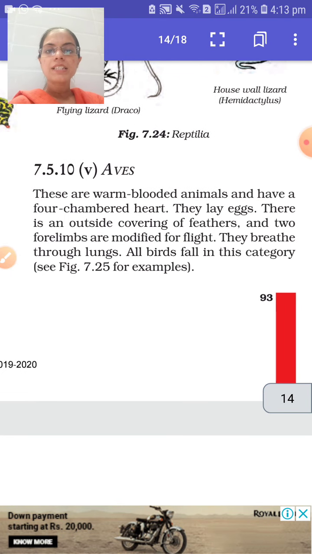The next topic is aves. Aves means birds. These are warm-blooded animals and have a 4-chambered heart. They lay eggs. There is an outer covering of feathers. You know what feathers are? Yes, they do have feathers. Feathers means the wings.